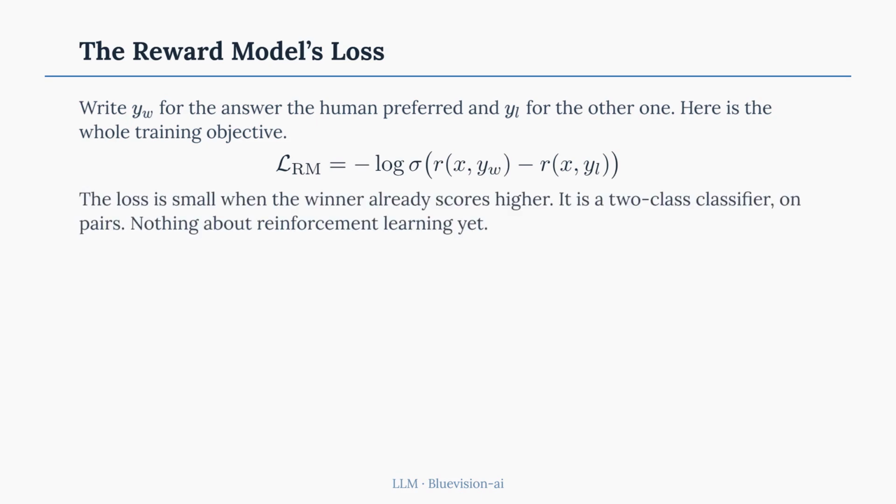This has a name, the Bradley-Terry loss, a pairwise comparison model from 1952, decades older than any of this. It's a two-class classifier on pairs. That's all. Notice there's no reinforcement learning here yet. Nothing is being sampled, nothing is being explored. We've just built a scoring function. Now we've got to use it.